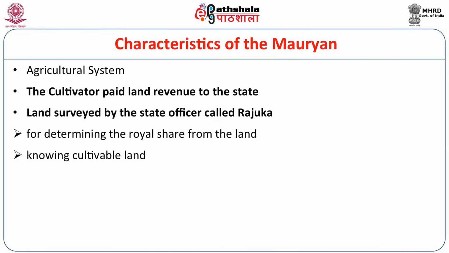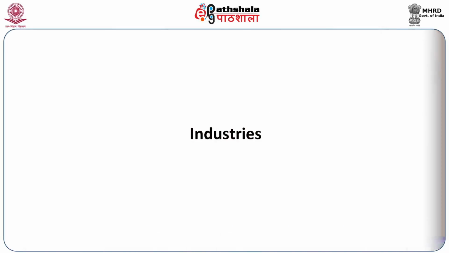What amount of land lying? Knowing cultivable land, how much land was cultivable. This was also taken into consideration so that land tax could be determined. So these two constitute the major features of the Mauryan agricultural system.